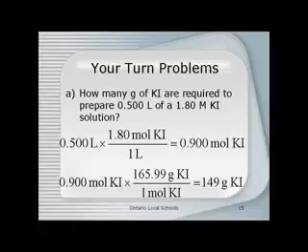Once we have the moles of KI, we can then convert to grams. So 0.900 moles of KI times 165.99 grams of KI per mole of KI gives us 149 grams of potassium iodide. So we would need to dissolve 149 grams of potassium iodide in 0.5 liters of solution in order to get a 1.80 mole per liter solution. How'd you do?